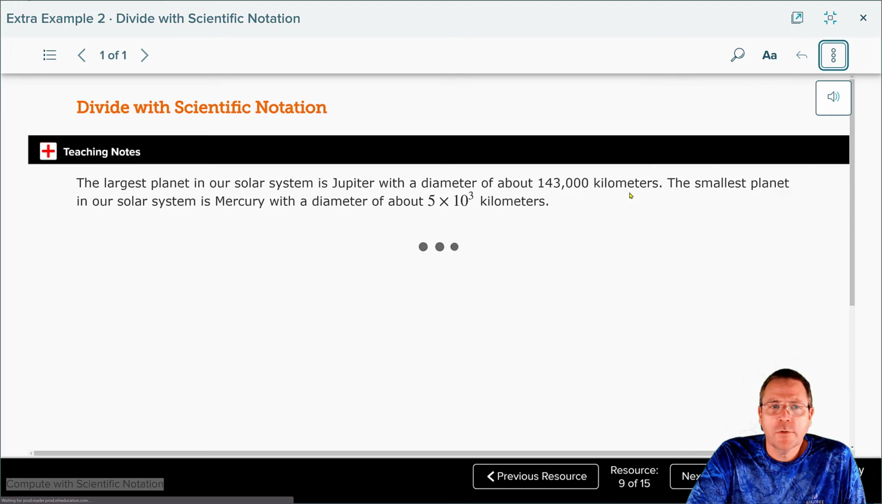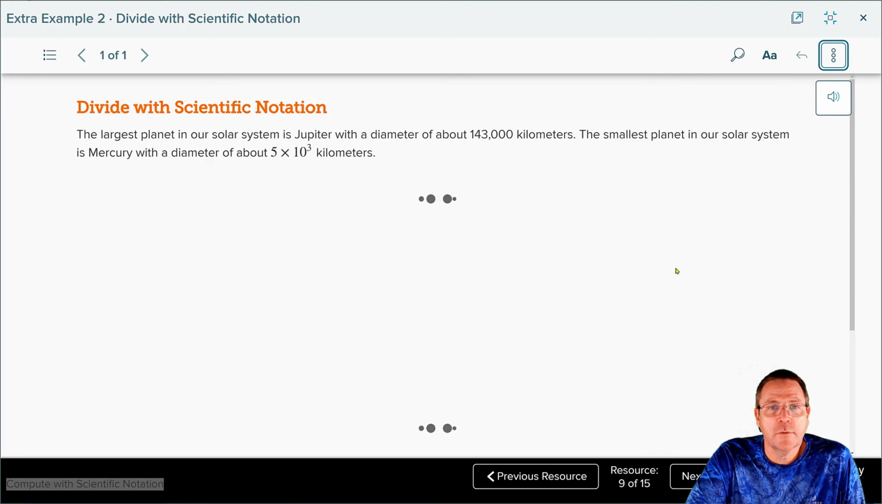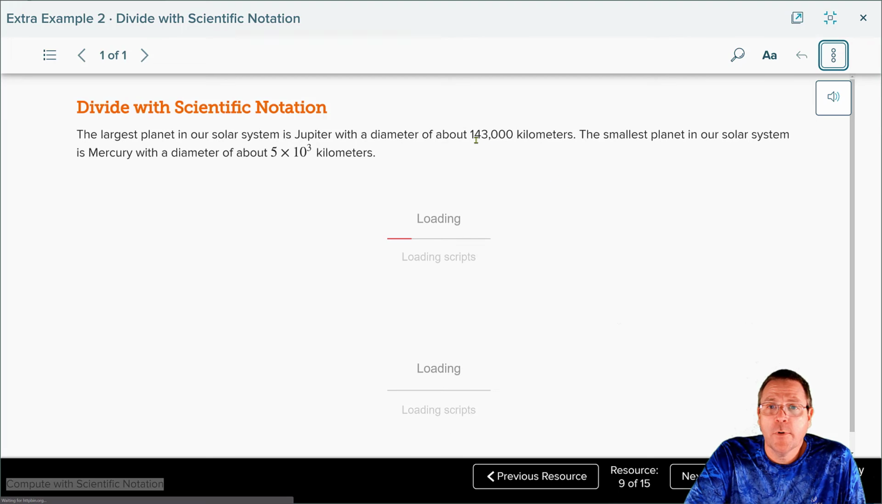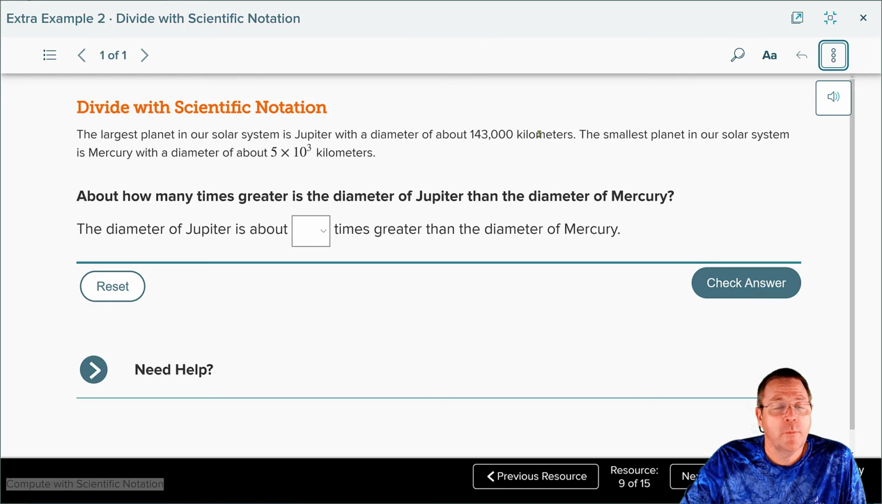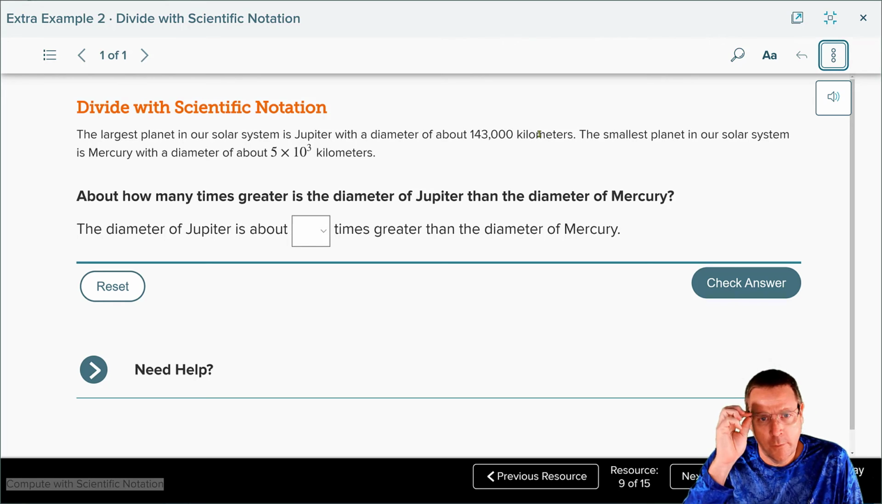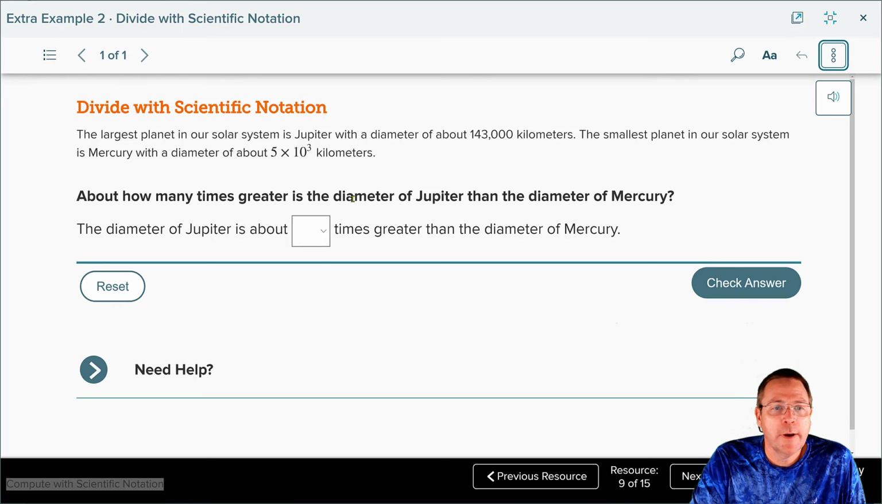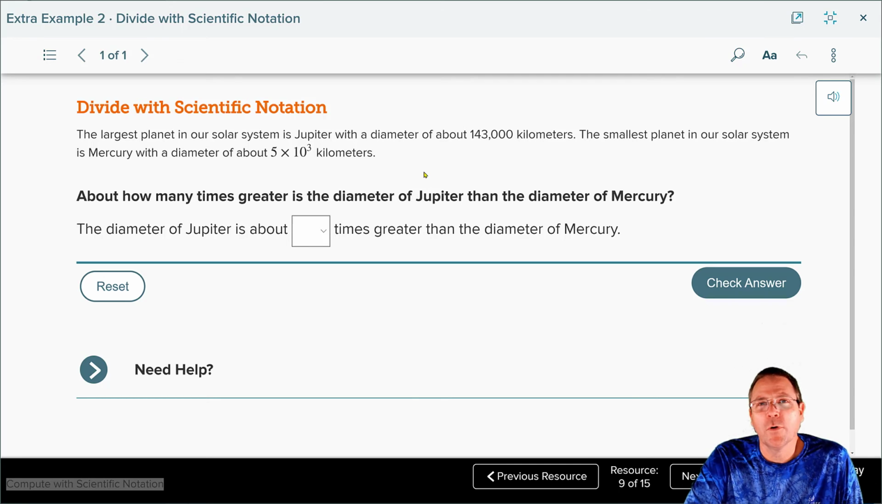Now it's going to be your turn to solve this problem that says the largest planet in our solar system is Jupiter with a diameter of 143,000 kilometers. The smallest is Mercury with a diameter of 5 times 10 to the 3rd, and they want you to find out how many times greater the diameter of Jupiter is than Mercury. Go ahead and pause the video and work on this one.